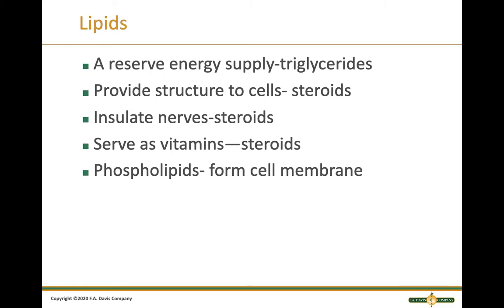Steroids, including cholesterol, is the primary one. It helps provide structure to cells, helps insulate nerves. It also helps us produce vitamin D, and hormones like testosterone and estrogen are formed from cholesterol. And then phospholipids are important for forming the cell membrane, which we're going to talk about in more detail in the next chapter.